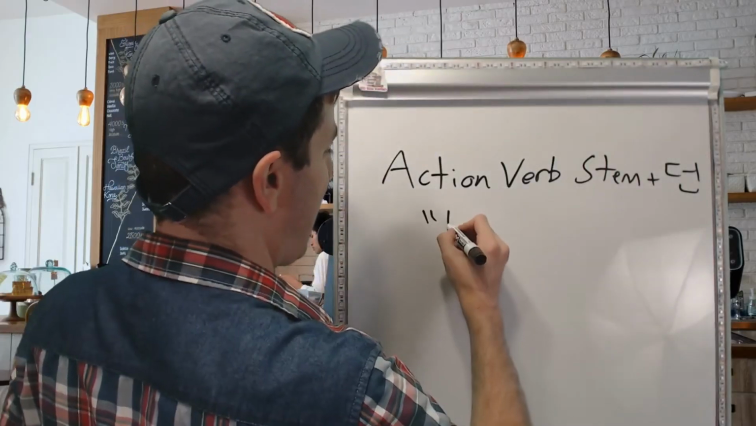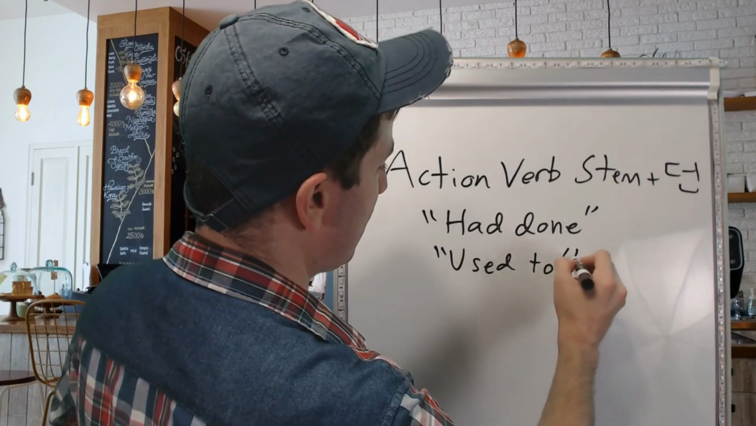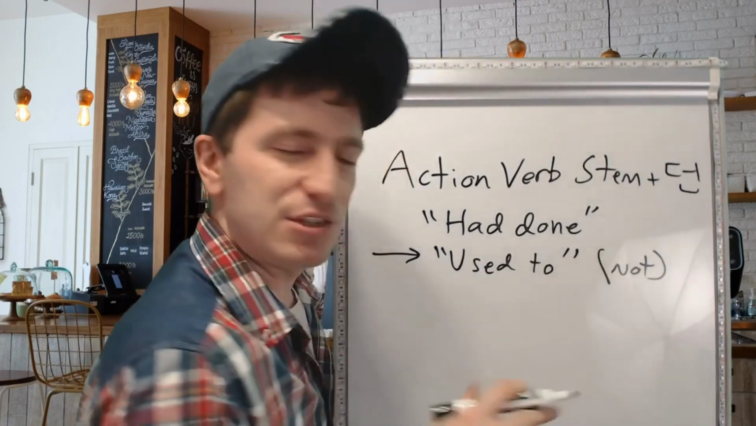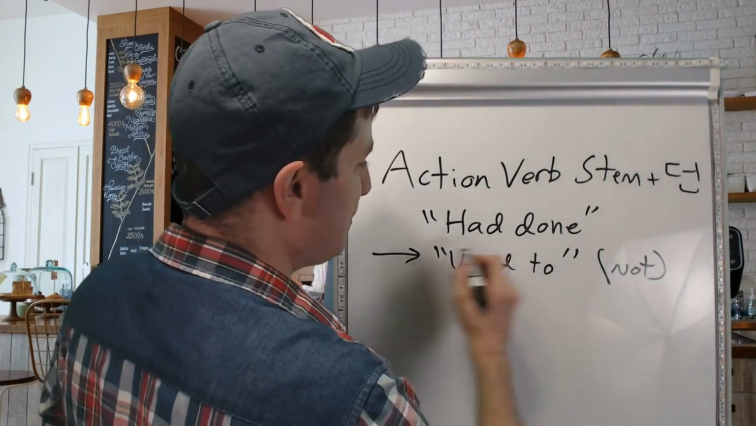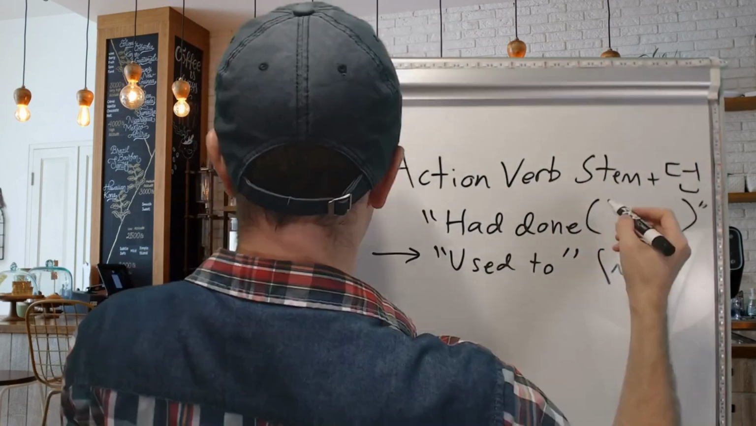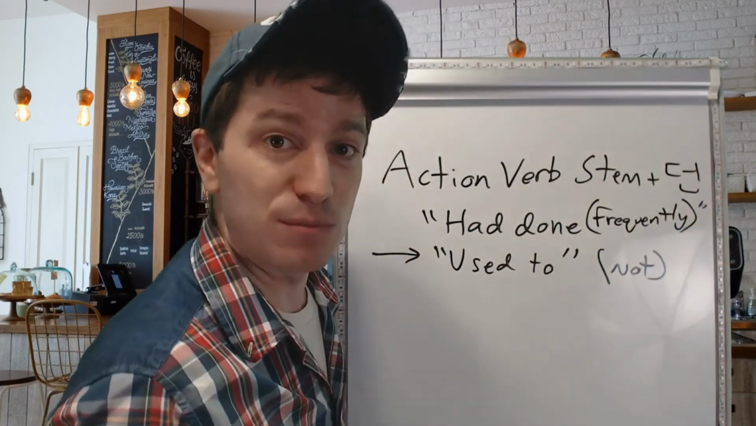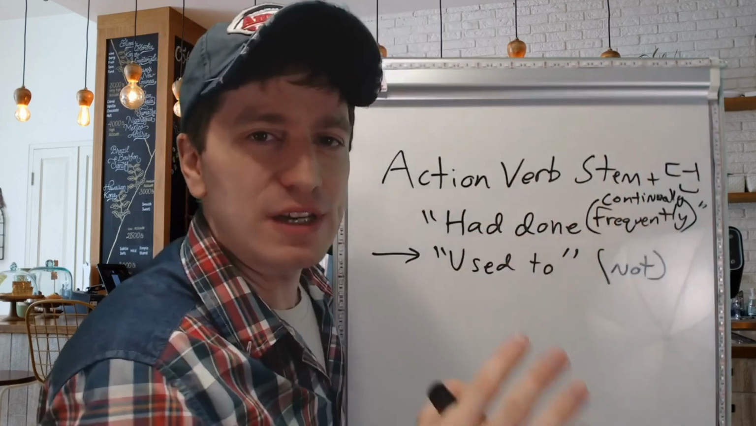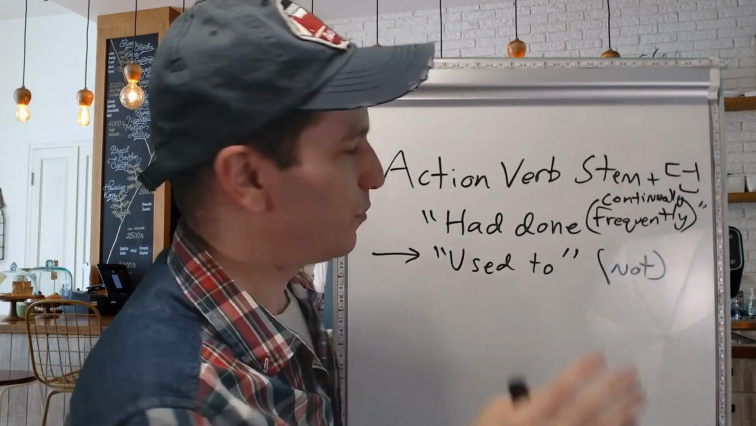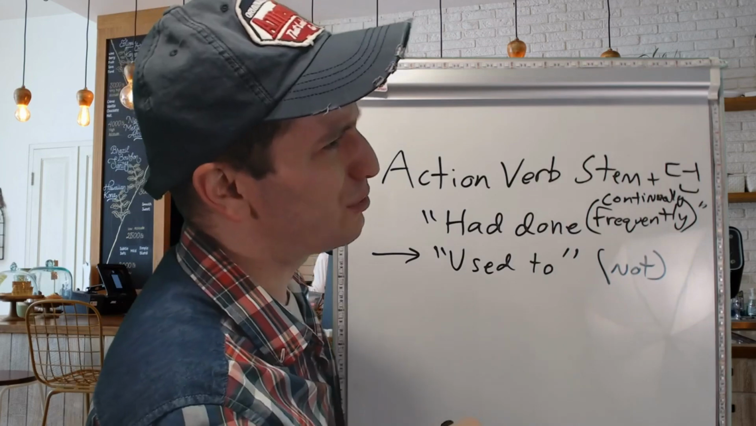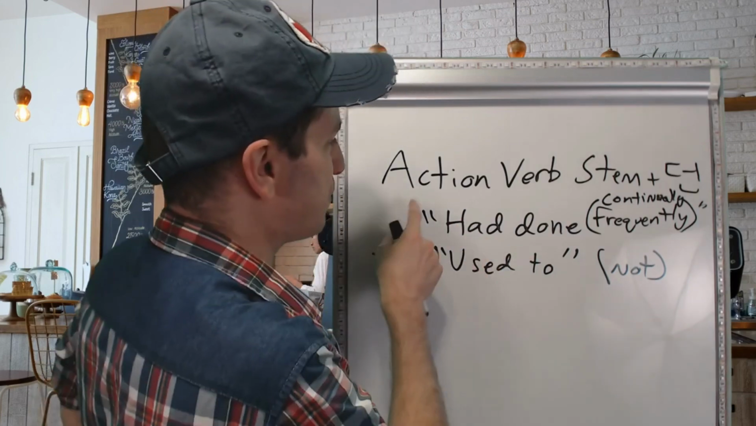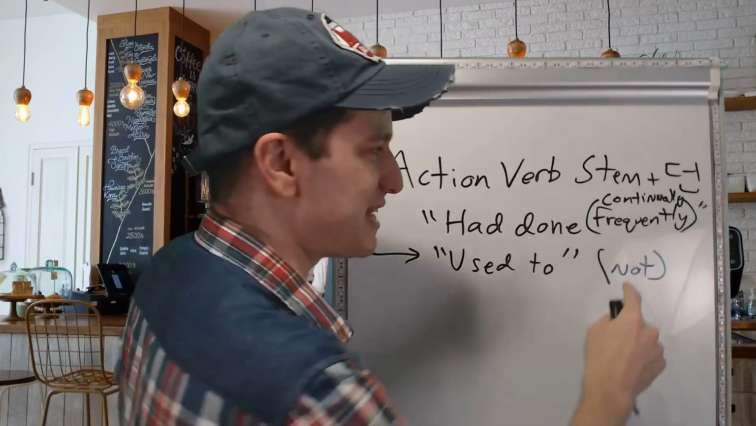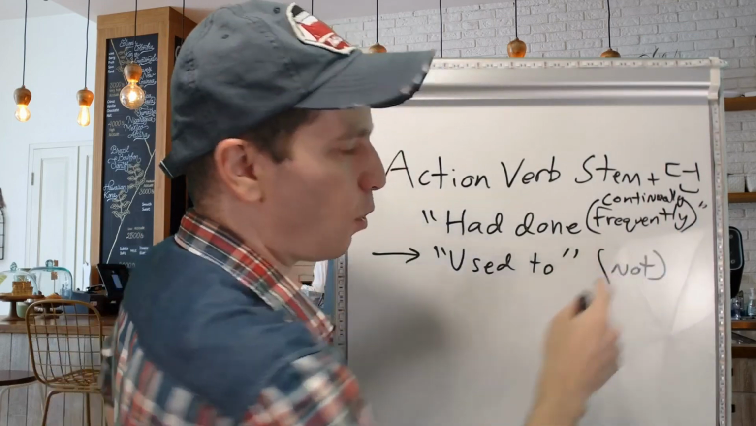This means had done. This form does not mean used to, literally, but you can use it that way because it means had done plus frequently. So it has to be more than once, continually. You wouldn't say I had bought something with this form. Last year, I had bought a computer there. You cannot say that with this form because buying a computer is neither something that you did frequently or continually.